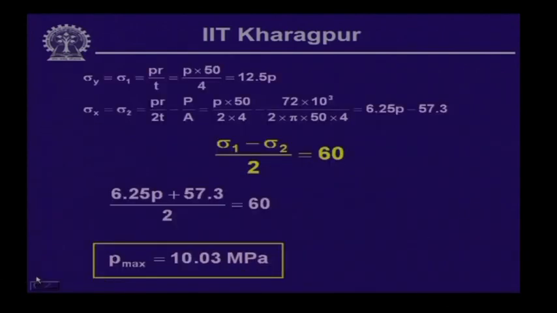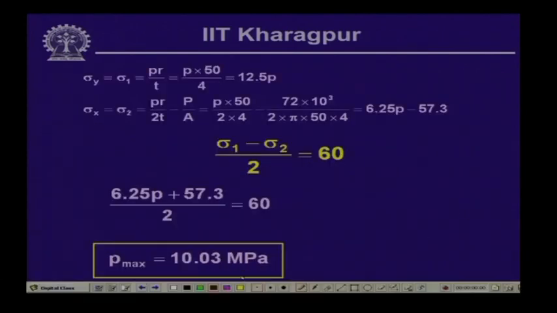Now, here you see that we have computed these values, and the normal stress in the y direction, which we call the circumferential stress, is equal to P R by T, and with R being 50 and T being 4, we have sigma y as 12.5 P.